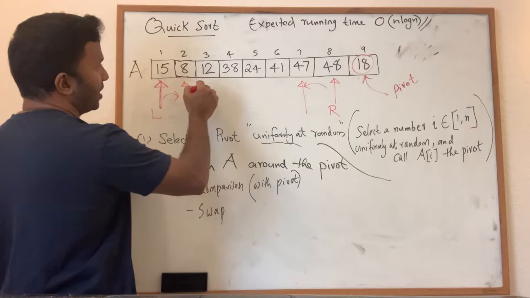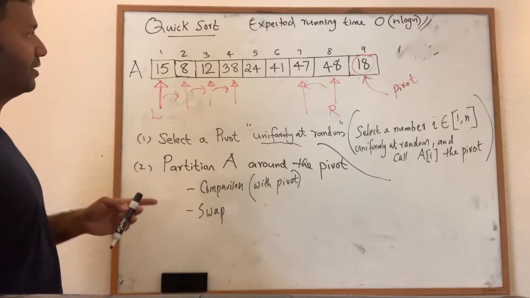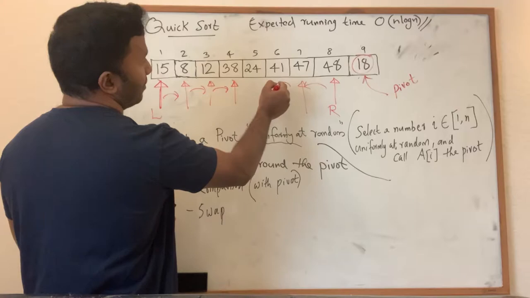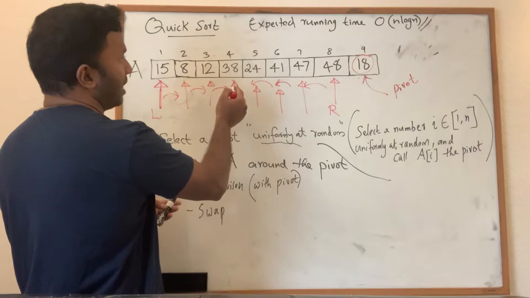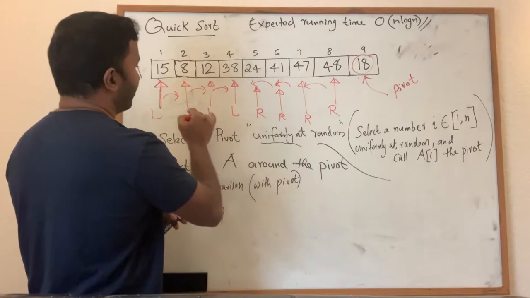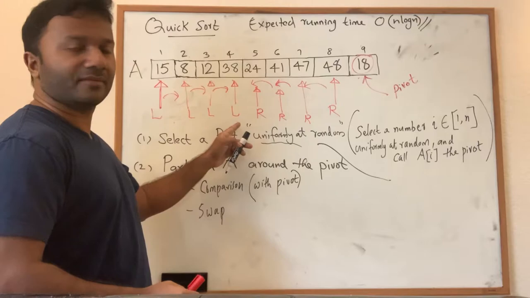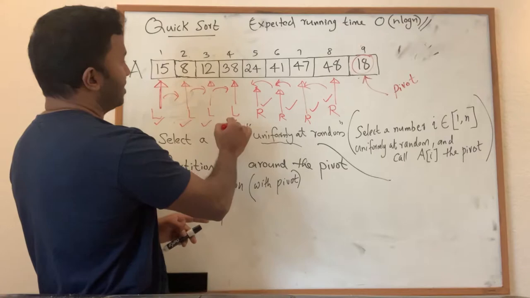Now it is the left pointer's turn, so he will move to 12. 12 is smaller than 18, so happy. Let me move again, 38. 38 is larger than the pivot, so this guy is stuck now. So the right pointer will see, can he move? 41, yeah, 41 is fine with me. Let me move again, 24. 24 is good with me. Can I move again? Actually, no, because now these two are L and R, and R does not want to cross L. The left pointer is not happy at this point because there is a 38, but all the R's are happy and all the L's are happy, except this guy.